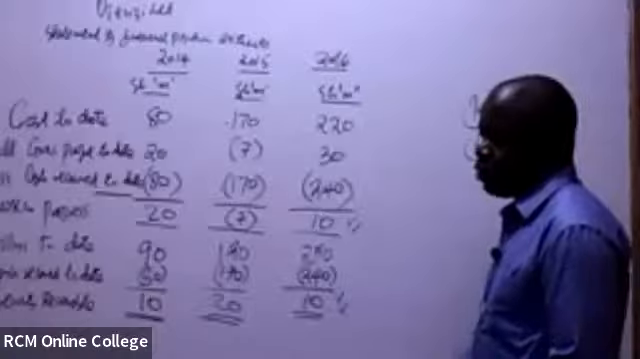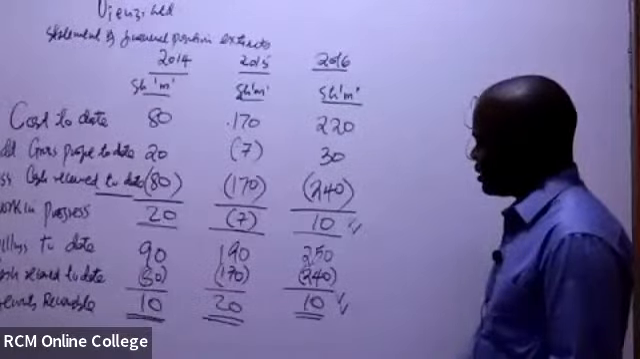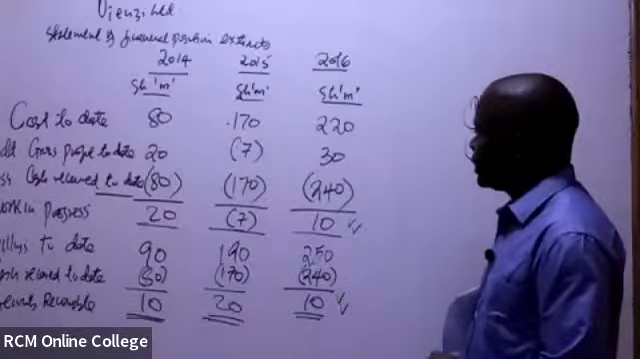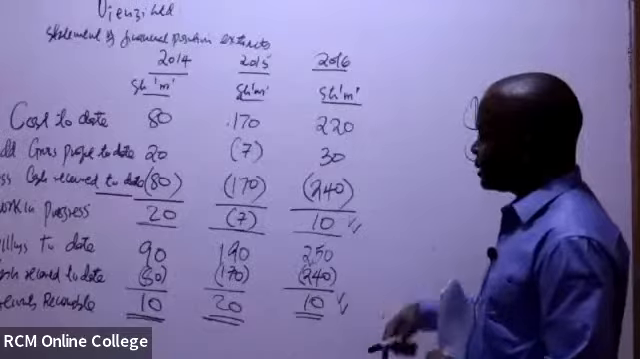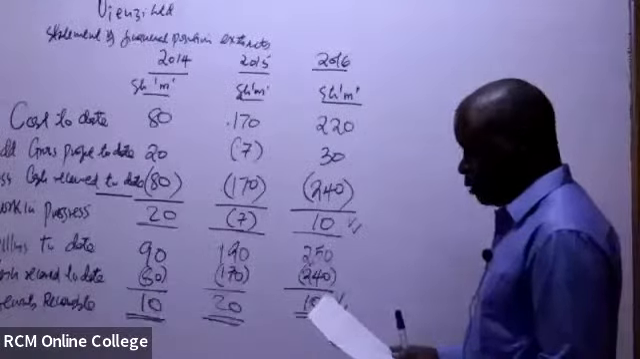Kindly explain how you are getting 240. 240 where? This one or which one? Which 240? Is it here or on the other statement?